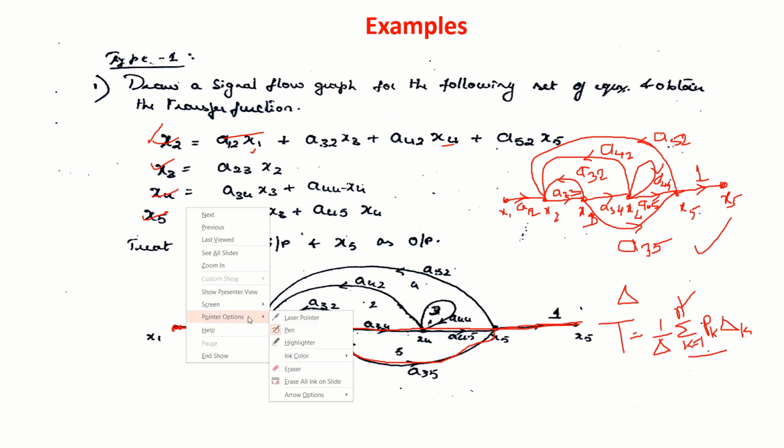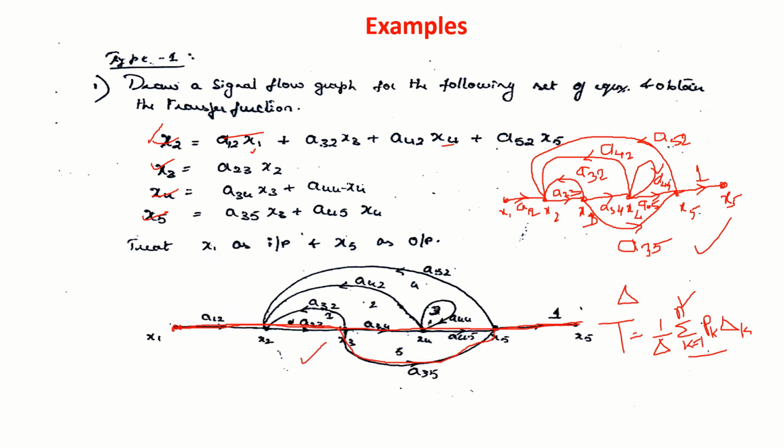Suppose, let us say I choose this color. Start here, go like this, come back, go like this. This cannot be a forward path, because we are touching this node twice. Thus there are two forward paths.